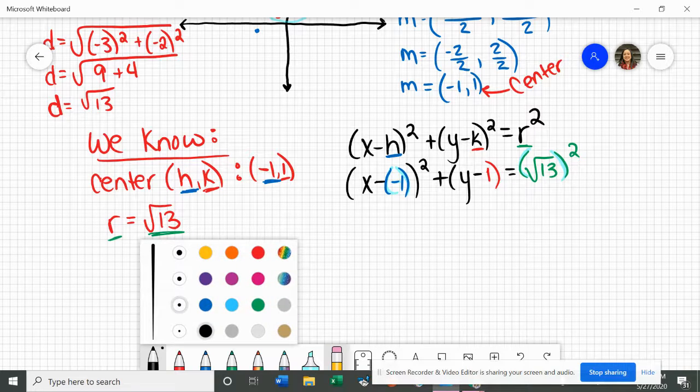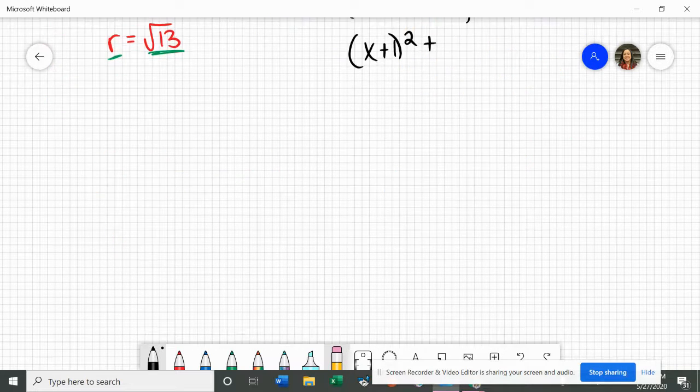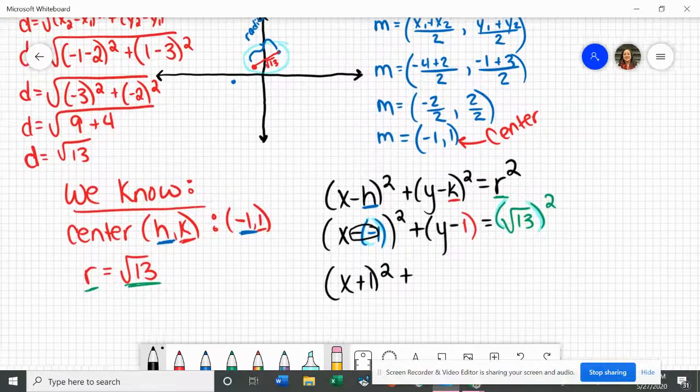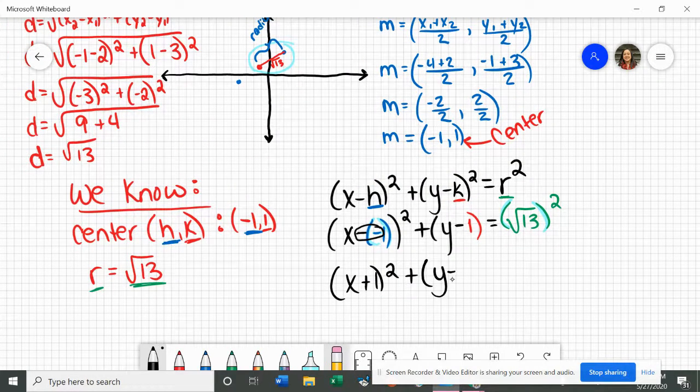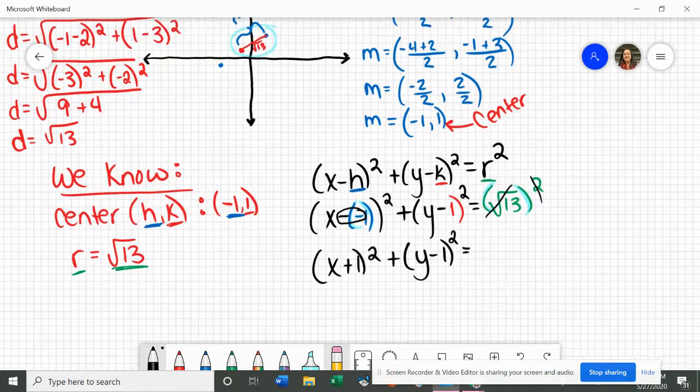Okay, but let's simplify this. So I know that when I subtract a negative, that is the same thing as adding. So I can rewrite that as adding. So that would be x plus 1 all squared plus y minus 1, and I forgot my squared up there. I apologize. Is equal to, guys, I have a square root of 13, and then I have that square. Those will cancel one another out, and that will just leave me with 13.